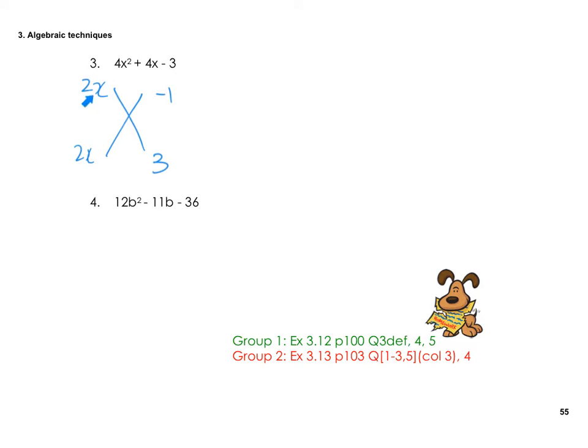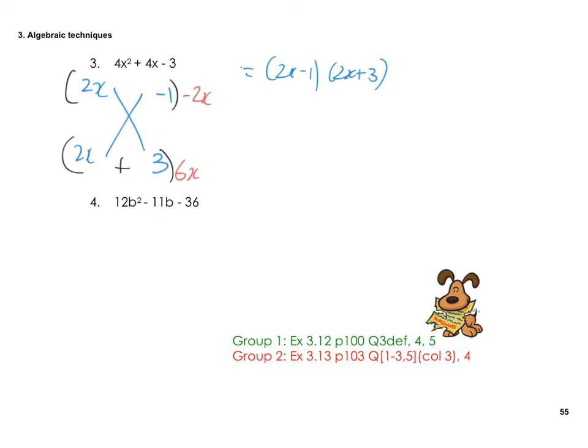Okay, so moving through the cross, 2x times 3 is 6x. -1 times 2x is -2x. 6x plus -2x is 4x, which means I actually got it first try. Yay. My answer is this. So equals 2x minus 1, 2x plus 3.